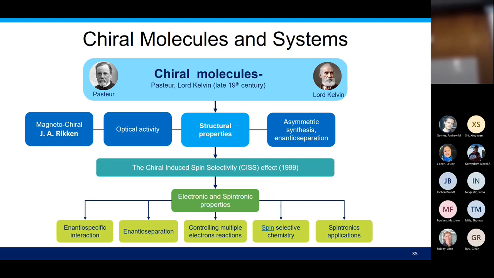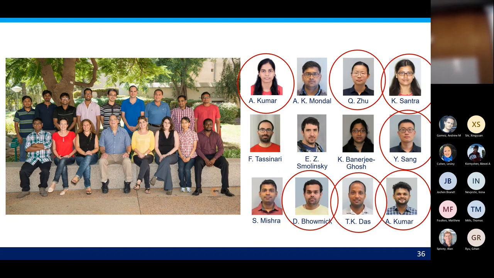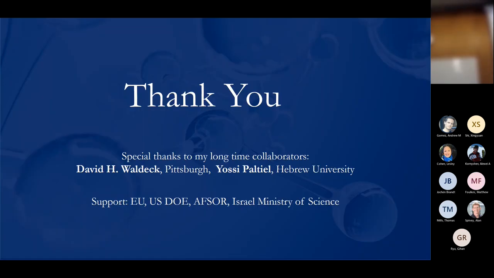So there are many applications. Spin selective chemistry, I gave one example, we published several others. And spintronic applications, I also gave one example, and there are many more. And these are the people that did the work. That's my current group, and there are people that were in the group in the past. And of course, they are the ones that did the work, as you know. And thank you very much.